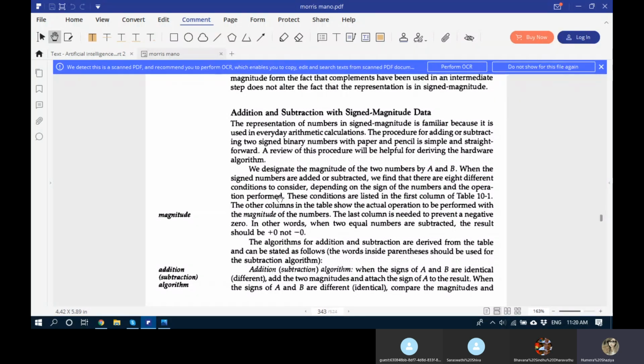If you are representing minus 10, then 10 is the magnitude, minus is the sign. When you represent plus 20, 20 is the number, plus is the sign. Number means magnitude.